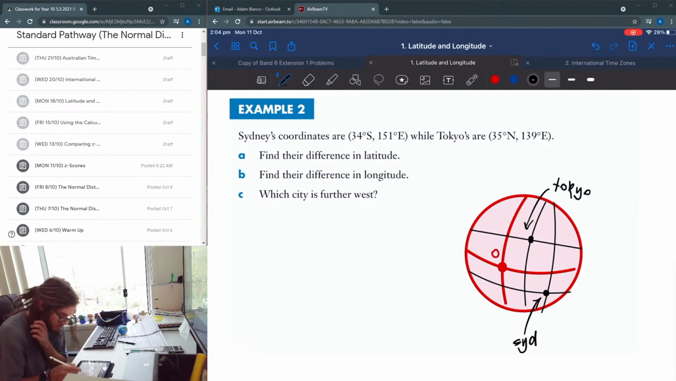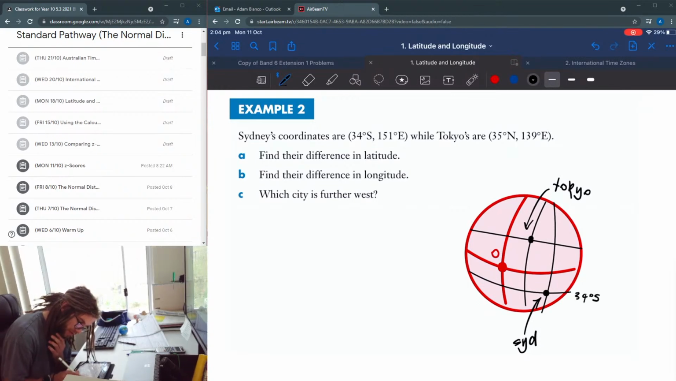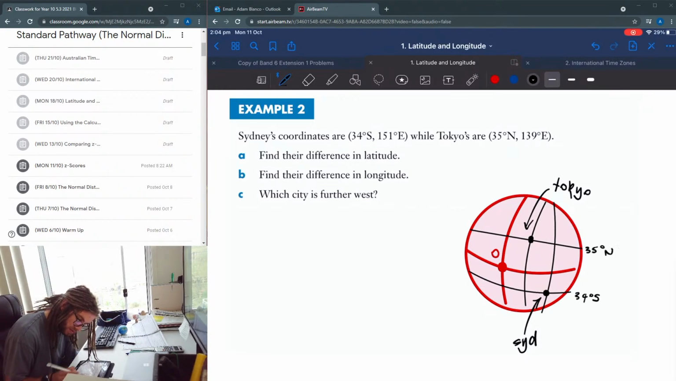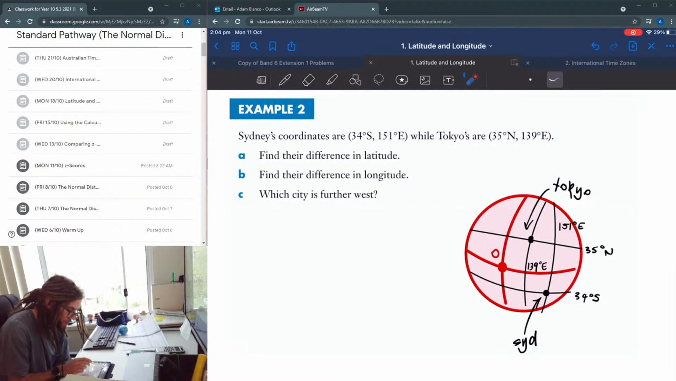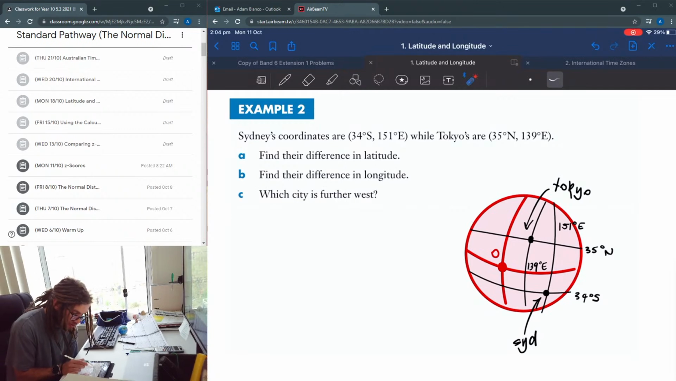All right, so what's this? This is 34 degrees south, that was 35 degrees north. This is 151 east, and this is 139 east. We haven't done one yet, but if it was west, it'd be over here. I hope that's clear.